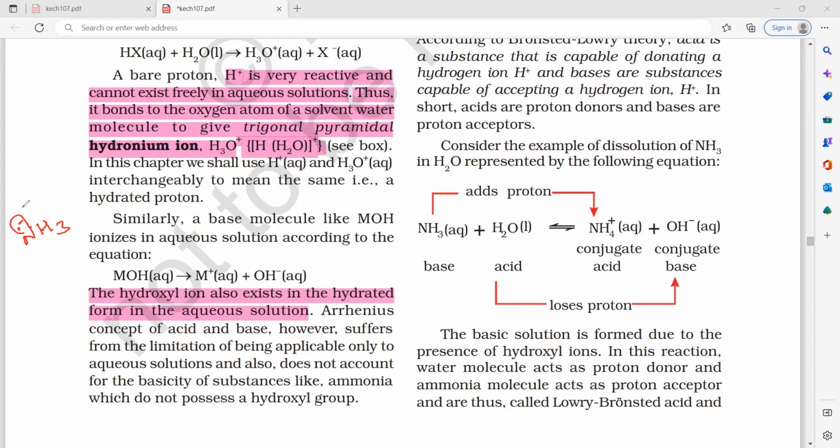So a new concept came into existence. This you can mark. This is basically the limitation of the Arrhenius concept. So this is not a full concept explained accurately and precisely by Arrhenius. So we need some further modifications.